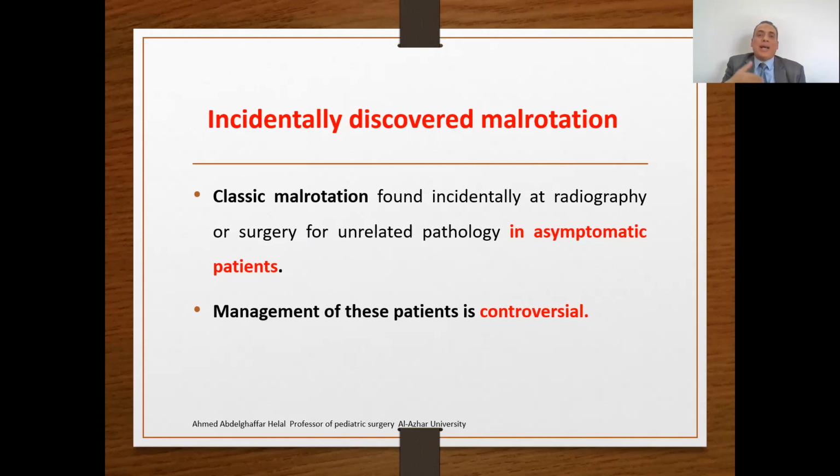You perform an investigation to diagnose another pathology or perform a surgery for an unrelated problem, and you are surprised by the presence of intestinal malrotation. The question arises here: to repair this malrotation, to correct it, or to leave it as it is? On the other hand, you perform an abdominal radiograph and find malrotation. Do you intervene in the face of this radiological abnormality, or do you leave it as it is?